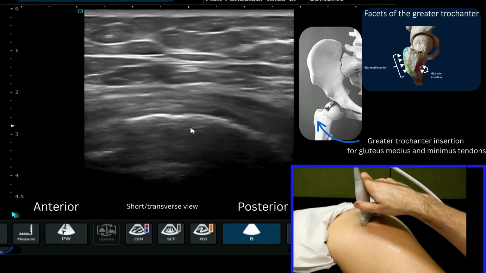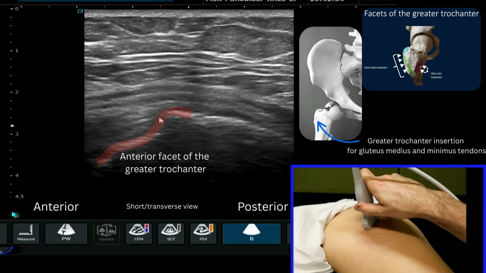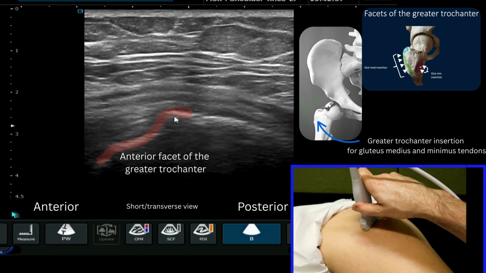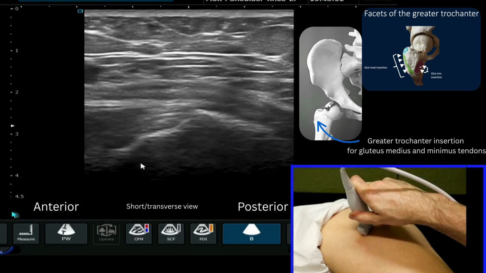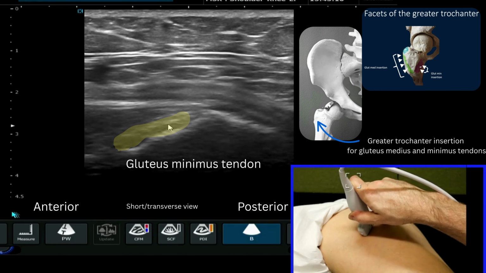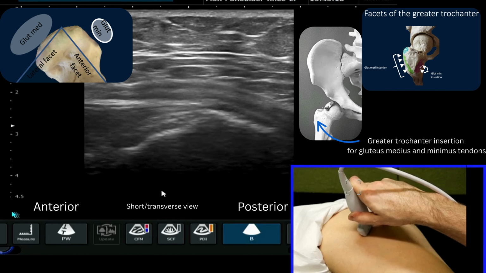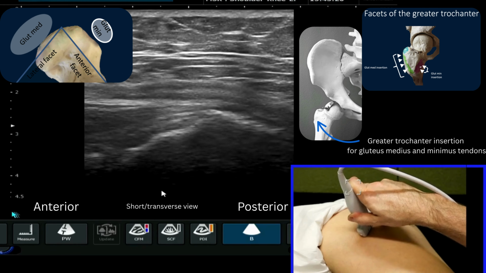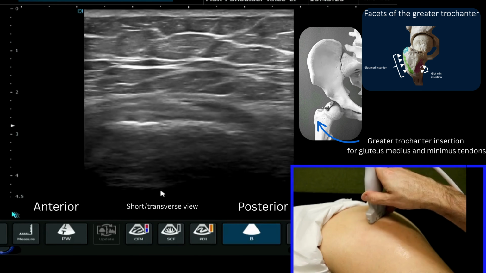As I wander my probe a little further more anteriorly, we will see a bony structure, a slight prominence here. This is the anterior facet of the greater trochanter, and sitting just anterior to this, we can see the glute min tendon. So quite a distinctive little notch here, just in front of that anterior facet. That's the glute min tendon. So just as we come through the whole of this scan, we go from the glute min at the front, over the anterior facet and back onto the glute med tendon.